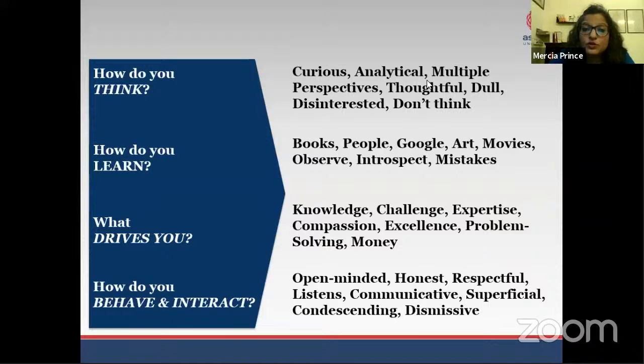We also want to know what drives you. Are you driven by a passion for knowledge, to gain knowledge? Are you driven by challenges? You're very competitive and challenges really excite you. Are you driven by wanting to really get expertise in certain fields? Or by empathy and compassion? Or are you driven by excellence or problem solving or money or a great career? It could be anything, right? So what is it that's motivating you in life?